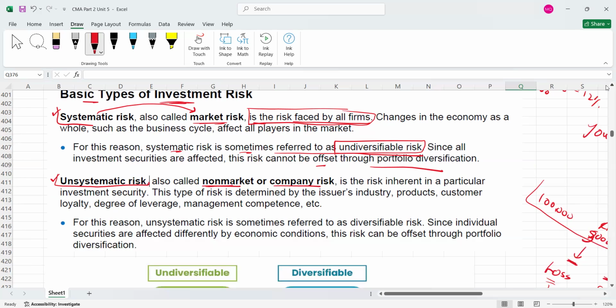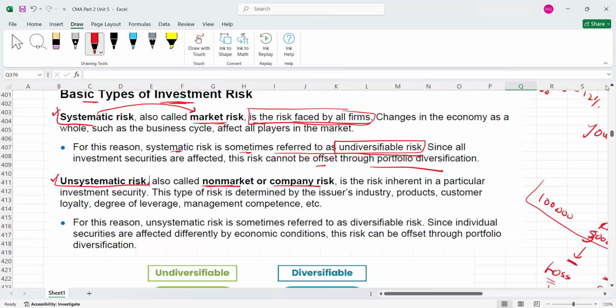For example, I'm just giving you an example. If the government of your country fixes an export quota or maybe an import quota for only the textile sector, this quota will affect only the textile sector. It won't affect the cement sector. It won't affect the oil and gas sector, right or wrong? So this is called company specific risk, or this risk is called unsystematic risk. Okay, because this risk is going to affect only a specific company or maybe only a specific sector, right?